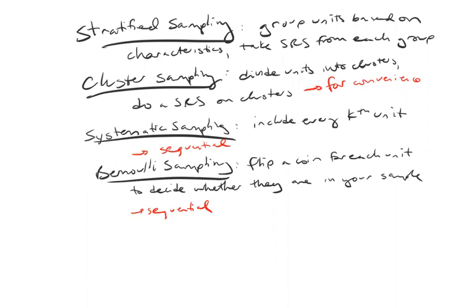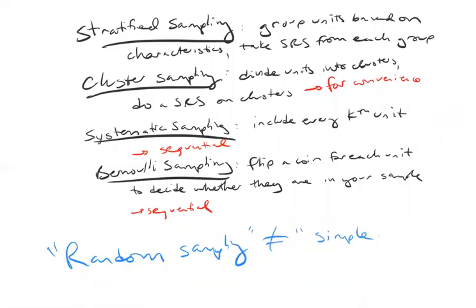So the point here is that random sampling is not the same thing as simple random sampling. Rather, simple random sampling is an example of random sampling. And it's simple random sampling that is our default assumption when we are using most of the common statistical methods.